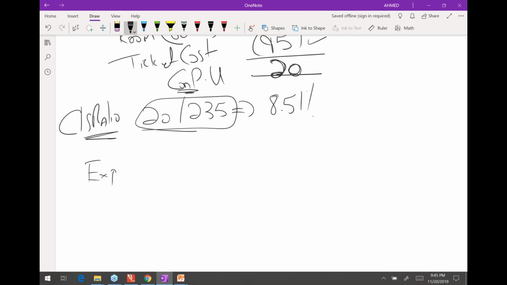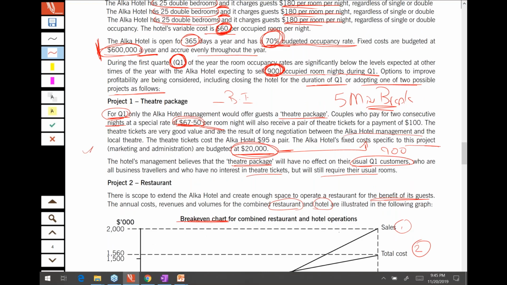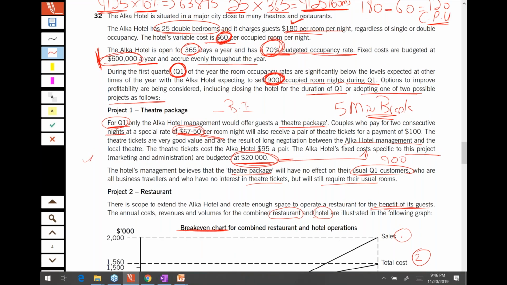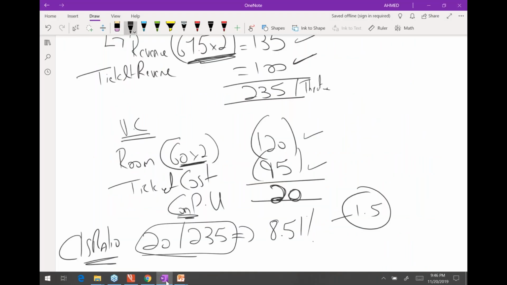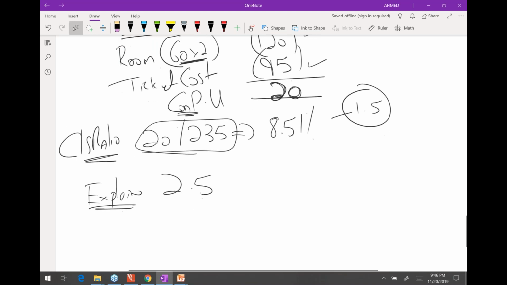Now the explanation part will give you 2.5 marks, as 1.5 marks are for this one and 2.5 marks you will get for the second one. This 60 is given in the question, my friend. You need to concentrate on the question. It's a variable cost of 60 per room, and 120 is 60 into 2, because the 2 nights cost is 120. So 60 into 2 is 120, right? Because of the 2 night cost. Now, the explanation for 2.5 marks.